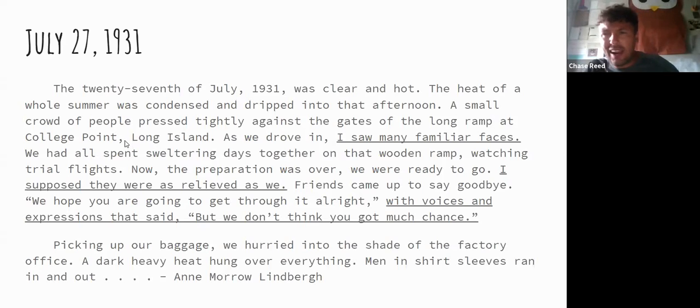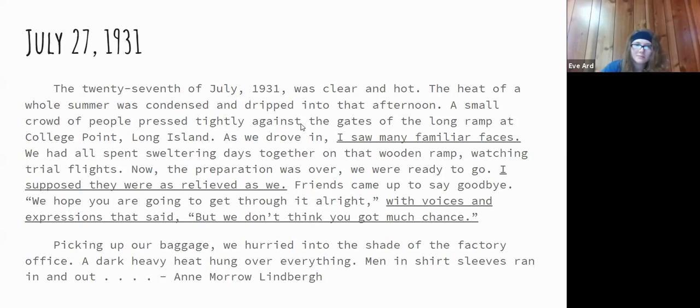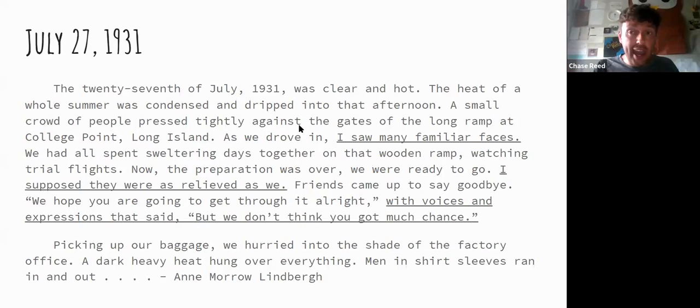Who are the people? Who are the characters in this? Well, certainly you have the author, right? And the other people that are there pressing their faces against it, so it's like a group of people. Okay, there are personal observations in here. There's dialogue. I love the dialogue in this journal entry too, because it literally tells you what they said. It says, we hope you're going to get through it all right. But what were they actually saying?